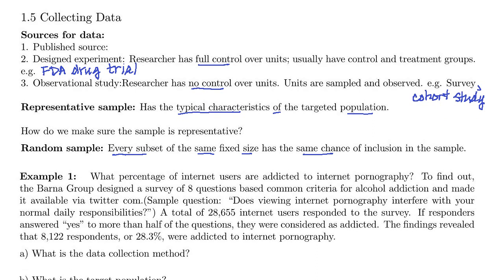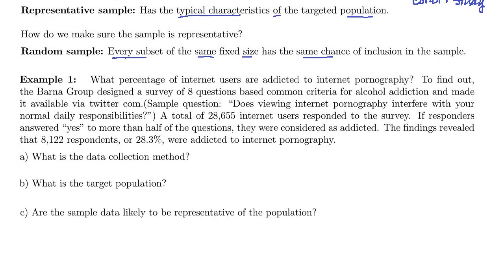So let's look at an example here. We want to know what percentage of internet users are addicted to internet pornography. To find out, the Barna Group has designed a survey of 8 questions based on common criteria for alcohol addiction. So they're studying a similar addiction, and they're making it available via Twitter. A sample question would be, does viewing internet pornography interfere with your normal daily responsibilities? One of the things about addiction is that it takes control of your life. So it's a control type question.